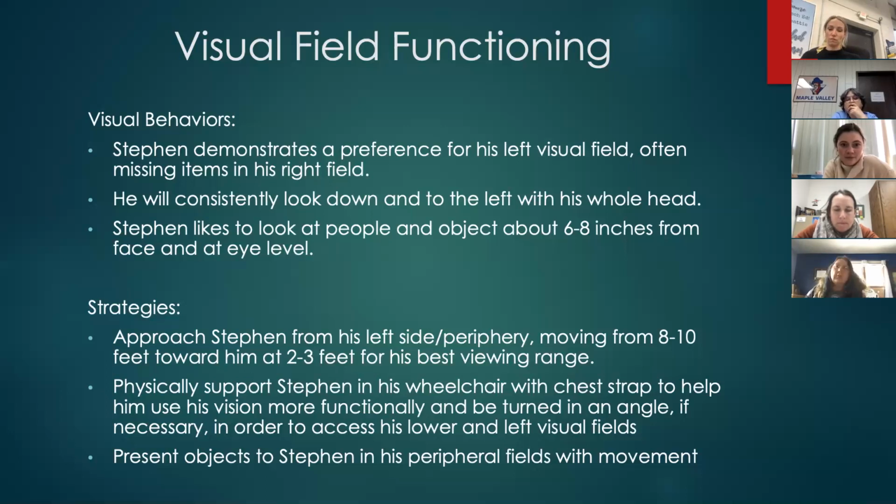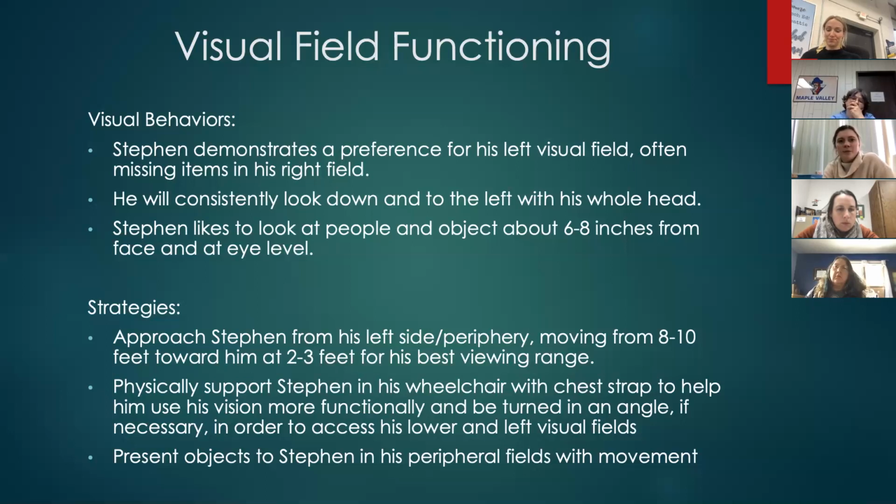In Stephen's case, he demonstrates a preference for his left visual field, and he often just doesn't see items in his right field. Okay. He will consistently look down and to the left with his whole head. You might see kids doing that. You might see a kid who's using their whole head to look instead of just moving their eyes.